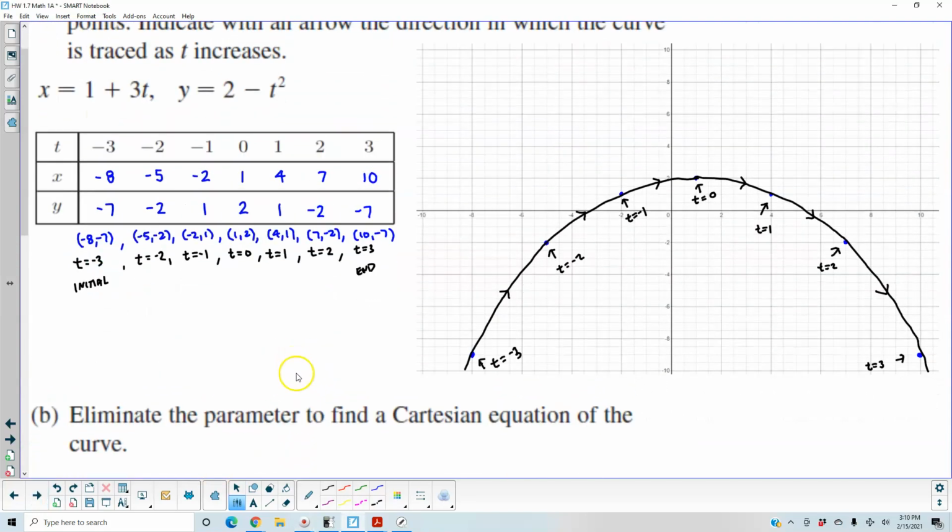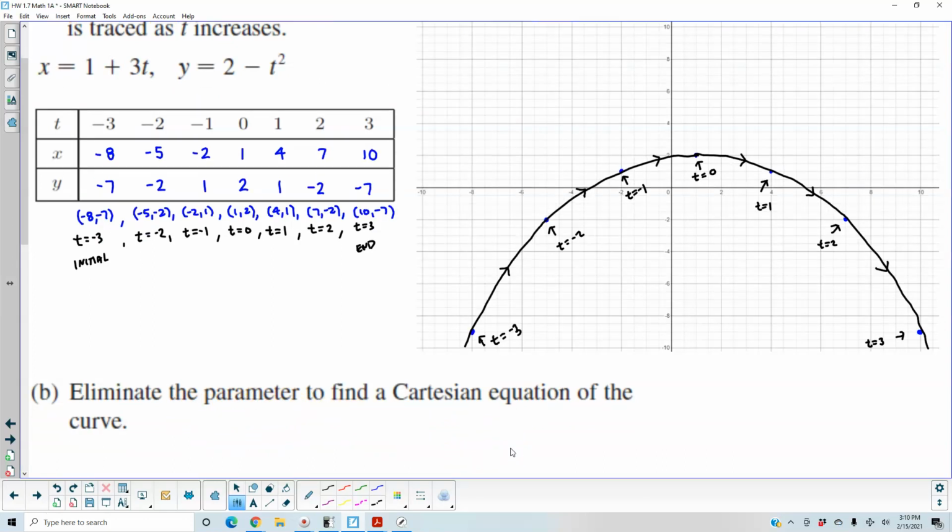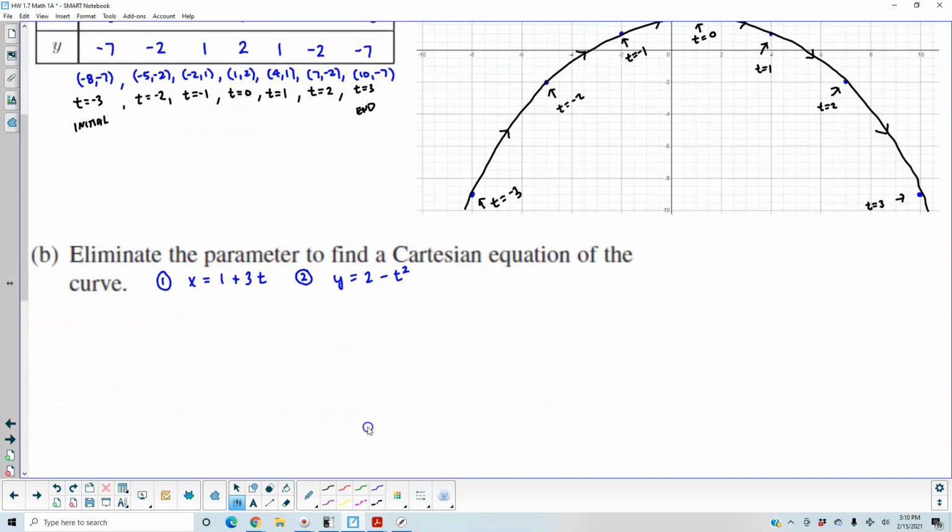Okay, now for part B, it says eliminate the parameter to find the Cartesian equation of the curve. So if we take a look at the first one, we know that x is equal to 1 plus 3t. And then our second parametric equation is y equals 2 minus t squared. So the first step is we're going to solve for t in equation number 1.